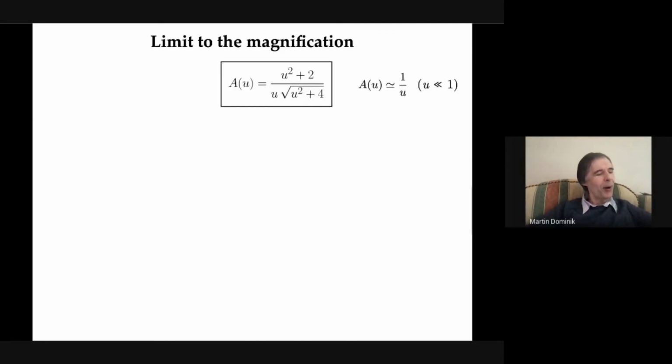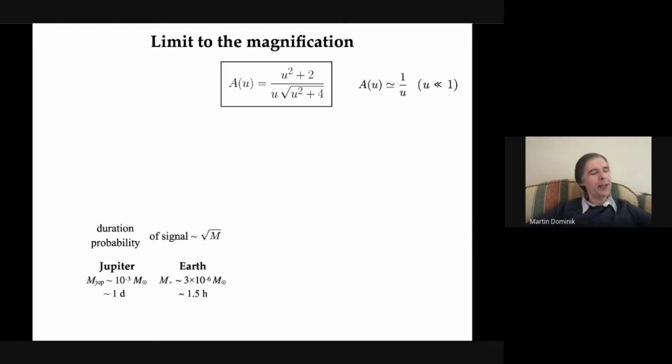For separations much smaller than the angular Einstein radius, the magnification becomes approximately the inverse of the angular separation u, in units of the angular Einstein radius. It diverges as u approaches 0, corresponding to a point being mapped to a circle. This would also mean that while both the duration of a photometric microlensing signature and the probability for it to occur are proportional to the angular Einstein radius, that is proportional to the square root of the lens mass, the amplitude is not limited. Larger magnifications are just less probable.